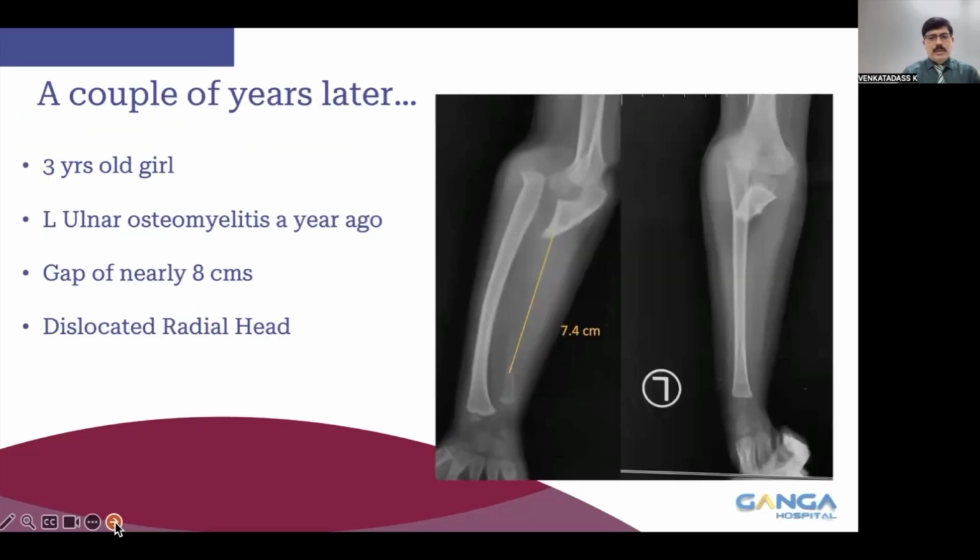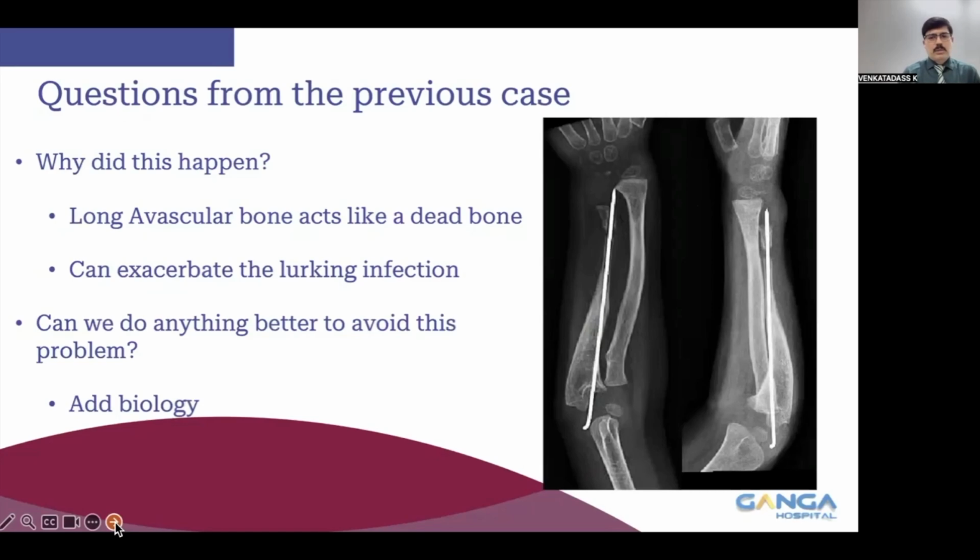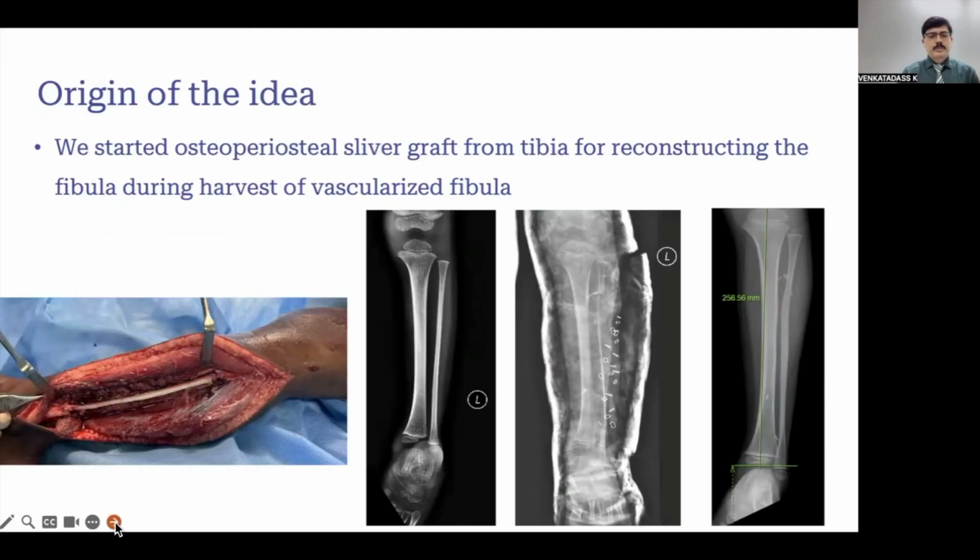But a couple of years later, we came across this patient who has about 7.5 centimeters loss in the ulna following an infection. About 3/4 of the ulna was missing and the radial head was dislocated. So we wanted to revisit the previous case and look at what went wrong in this patient. We thought whether the avascular bone can act like a dead bone and probably exacerbate a lurking infection. The solution we thought about was to add biology to the fibula. This idea originated from the technique of osteoperiosteal slide of the tibial graft, which we use for reconstructing the fibular gap after vascularized harvesting.